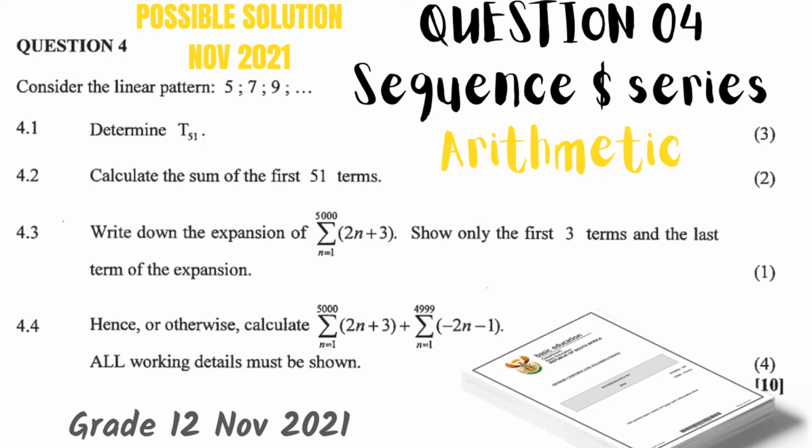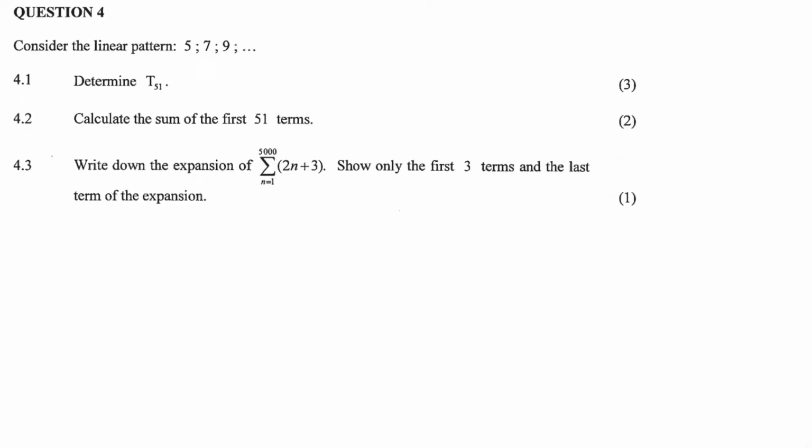We are still continuing with our grade 12 November 2021 past paper revision. We're going to focus on question 4, which is sequence and series, and this is for arithmetic. Question 4 says consider the linear pattern 5, 7, 9. 4.1 says determine term 51.